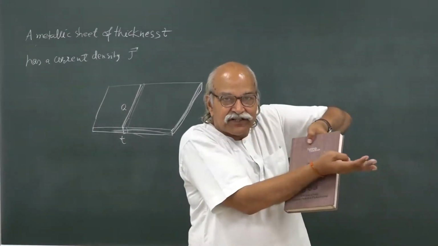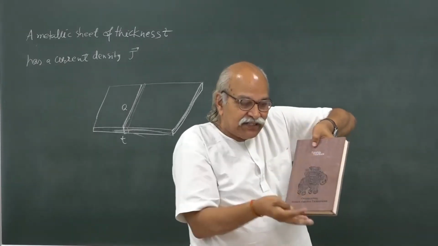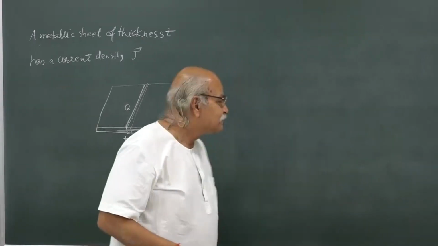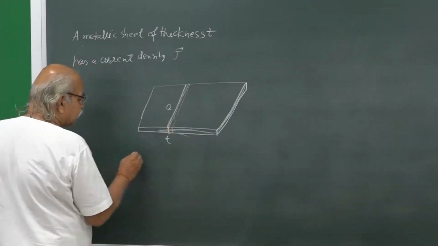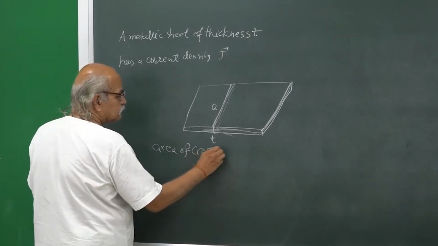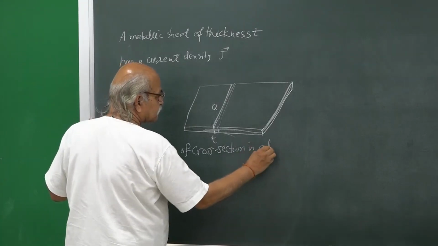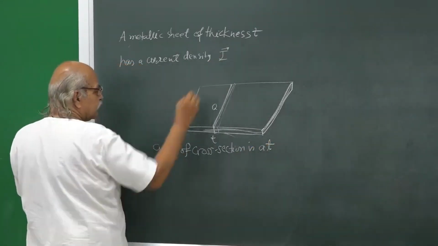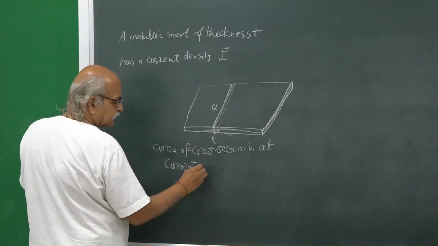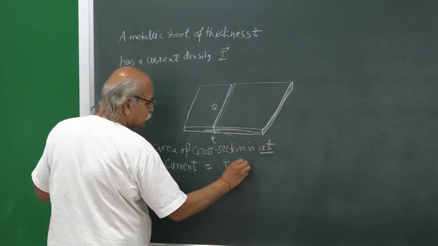Then if I take the cross section, the area of that cross section will be this a into that t, and charges will cross this cross section from one side to the other. So the area of cross section here is a into t, and the current density is J, and therefore the current is J into a into t.